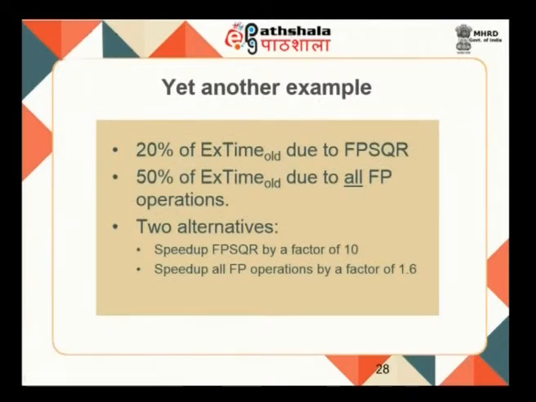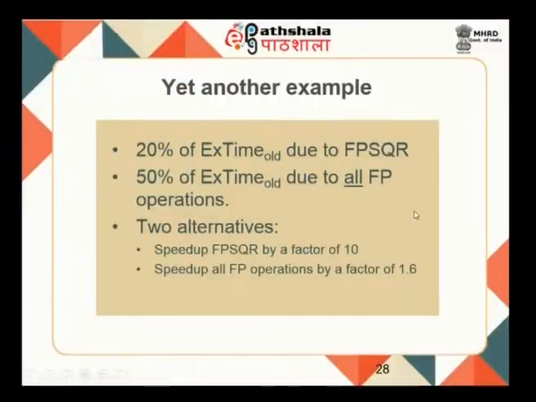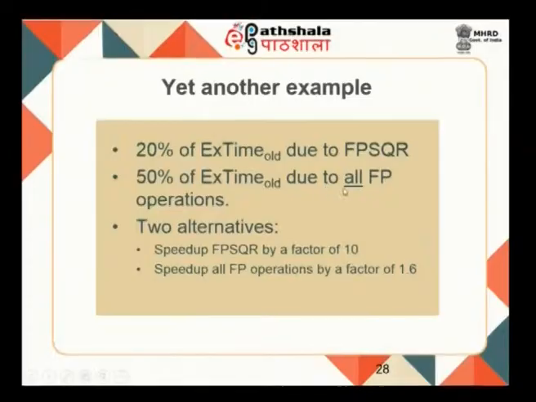So this is yet another example of speed up values to show how important it is for you to concentrate on the common cases and to help you make design options. Say 20% of your old execution time is due to floating point square root instructions and 50% of the old execution time is due to all floating point operations, which alternative would you choose? Would you try to speed up only the floating point square root unit by a factor of 10 or try to speed up all your floating point operations by a smaller factor of say 1.6?